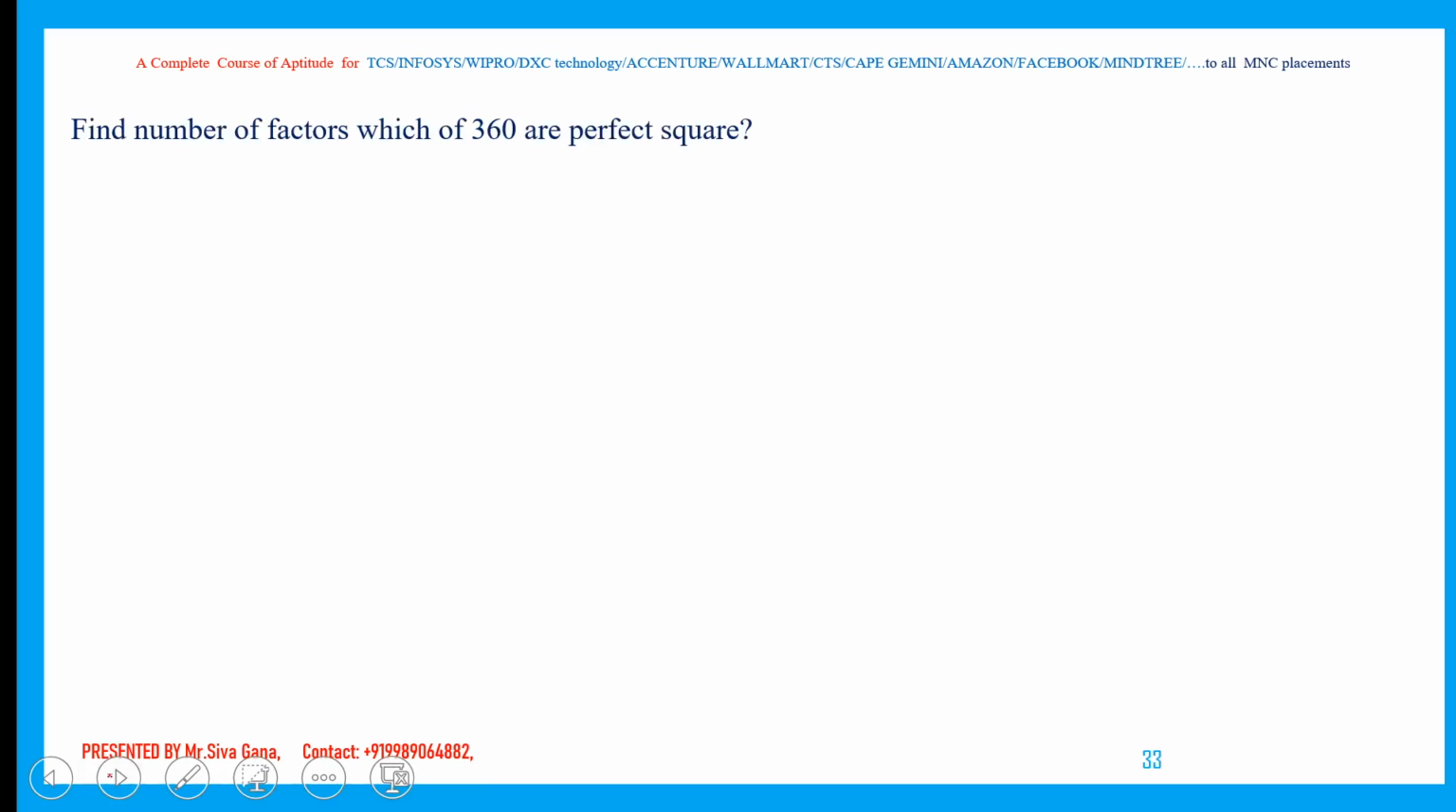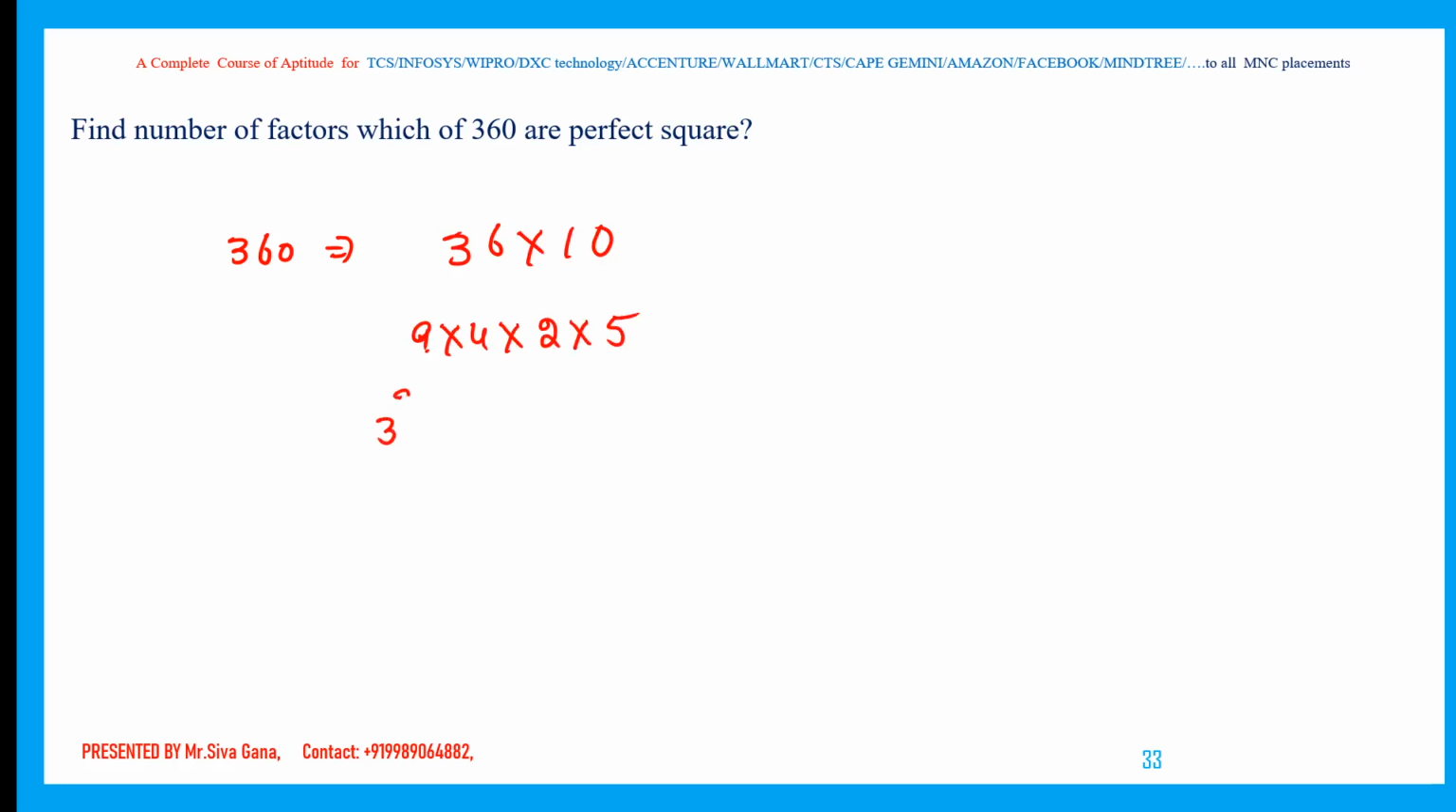Good quality question. Find the number of factors of 360 which are perfect squares. The given number is 360. First of all, write the prime factorization. 36 into 10. 36 is nothing but 9 into 4. 10 is nothing but 2 into 5.